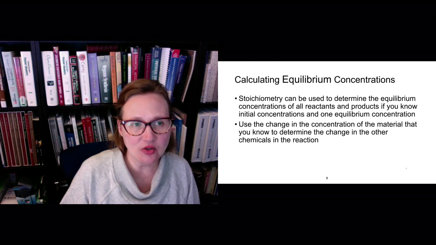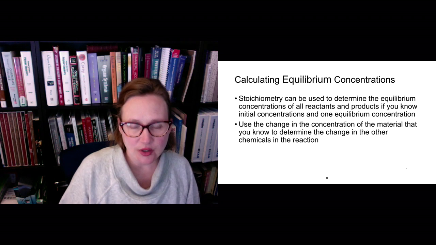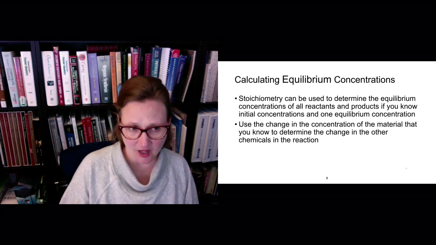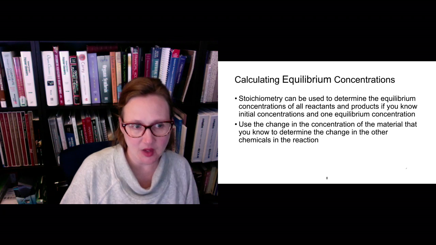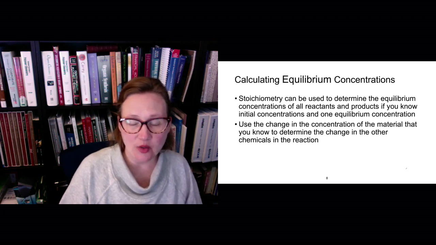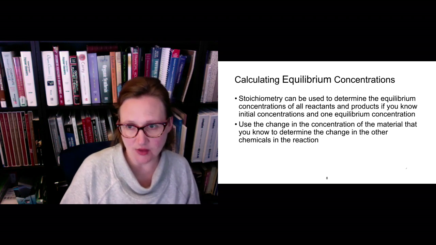All right, so let's go forward with calculating equilibrium concentrations. The stoichiometry is very important here. It's going to help us determine the equilibrium concentrations of the reactants if you know the initial concentrations and at least one of the equilibrium concentrations. So we're going to use that change of the concentration to determine what those equilibrium concentrations are.